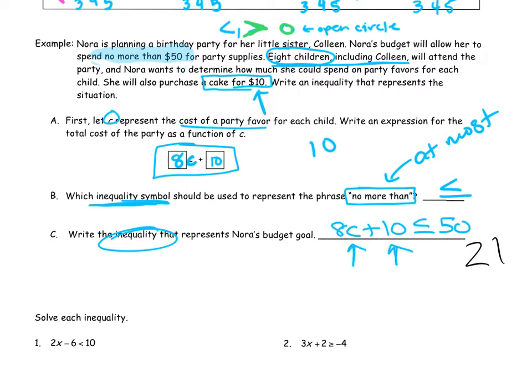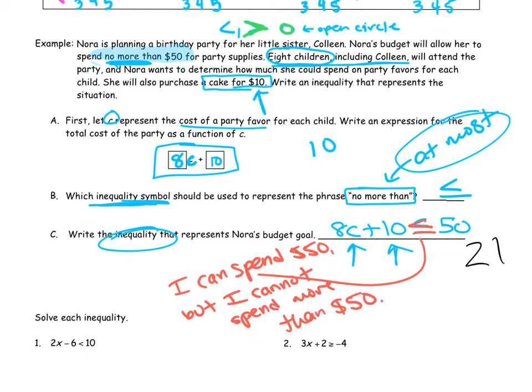Again, another word for no more than is at most. I can't spend more than $50. I can spend $50, but I can't spend more than $50. That's just another way of interpreting what that means.